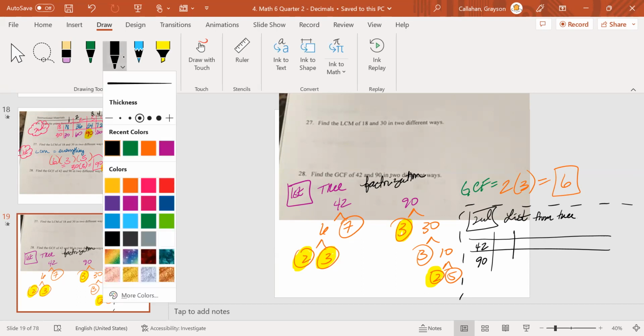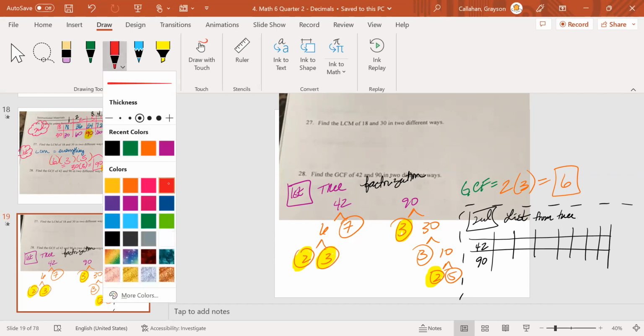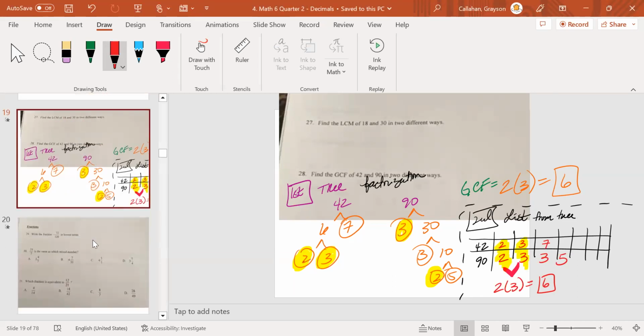So for number 42, from your tree, do you see how you had a 2, a 3, and a 7? For 90, you had a 2, and I'm ordering from smallest to biggest, a 3, and a 5, right? So then from here, do you see how they have these two that are the same number that they share? So then what you do with that is you just do 2 times 3, which is 6. Do you see that? So those are the two different ways of finding that, okay?